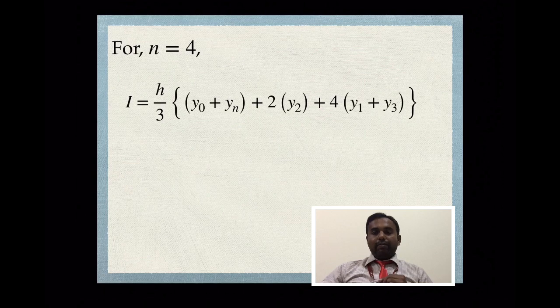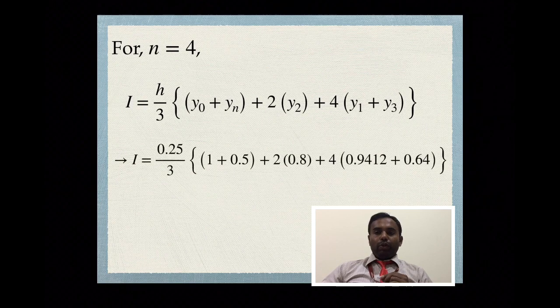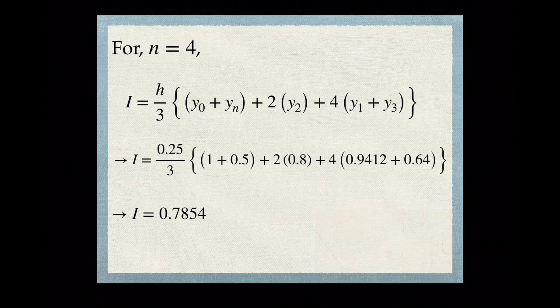Right? So first we will write the general formula, then we will rewrite for n is equal to 4, the particular case of the given problem. Right? After that, we will just substitute all the values of y0 to yn, whatever value we got. By simplifying that, I am getting the value of I to be equal to 0.7854, and that's our value of the integral from 0 to 1 of 1 by 1 plus x square dx.